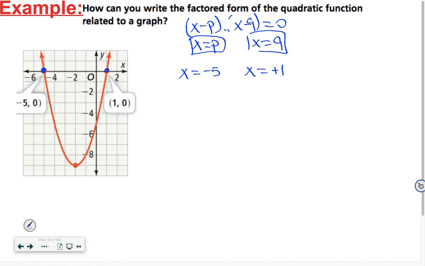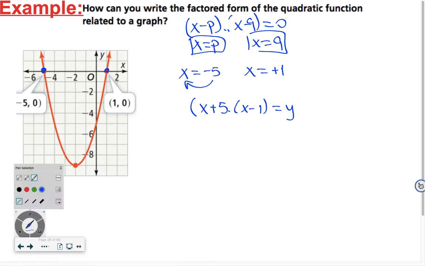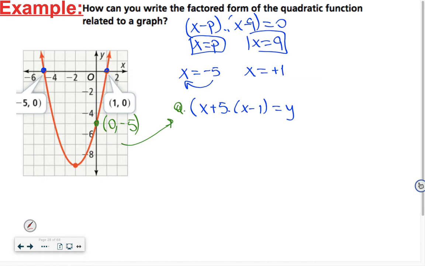When you try to convert this to the factored form, you are going to write it down x plus 5 times x minus 1, which is equal to y. But there is one important thing over here. We can understand from the x-intercepts whether this function has vertical stretch or compression. That's the reason you need to multiply by a. To be able to find a, remember we did in the previous one, you are going to substitute one of the points on the graph. I would like to choose this point, which is (0, negative 5). If you substitute this into the function, you can understand what is the value of a.